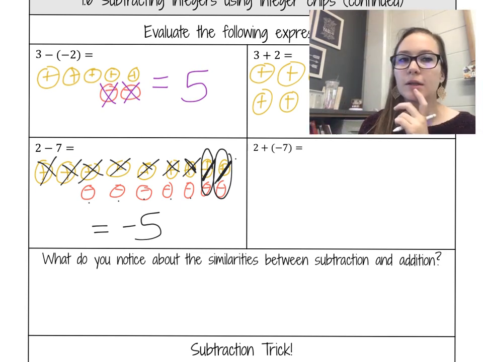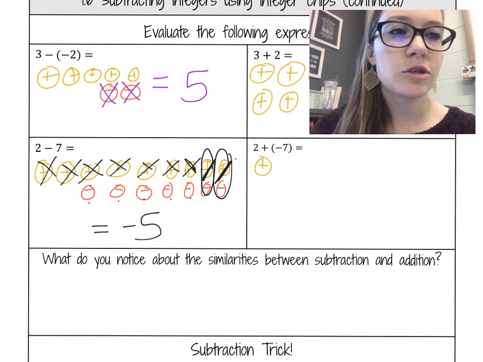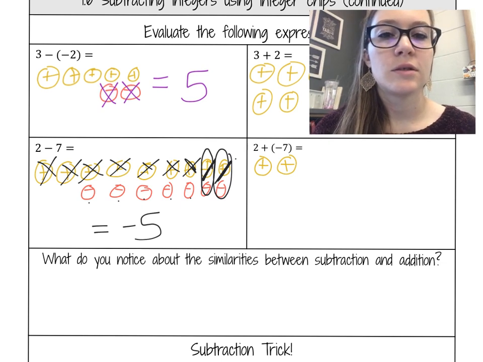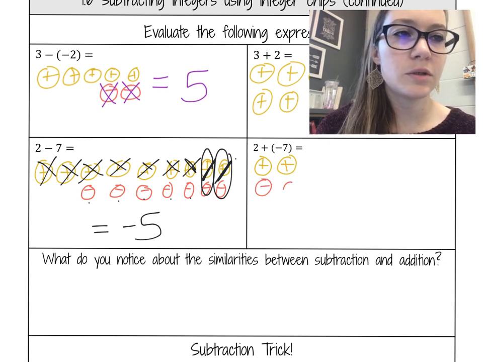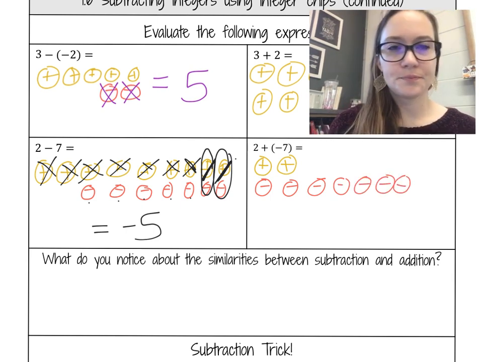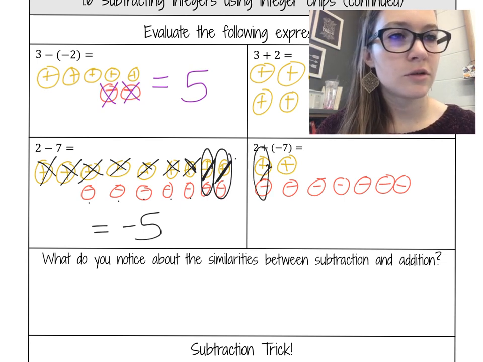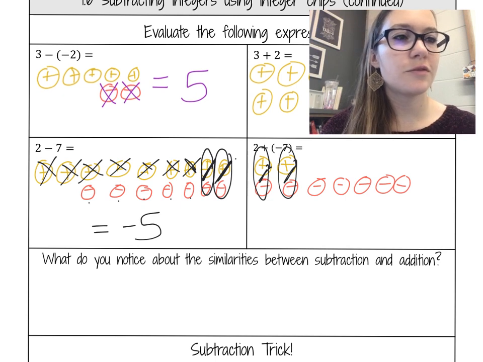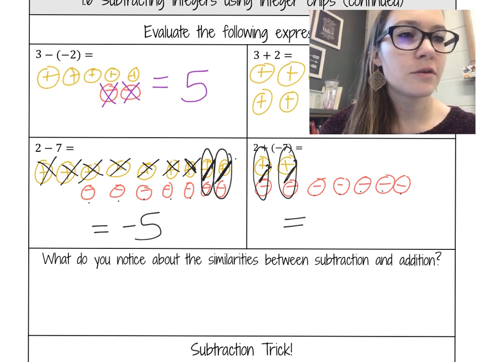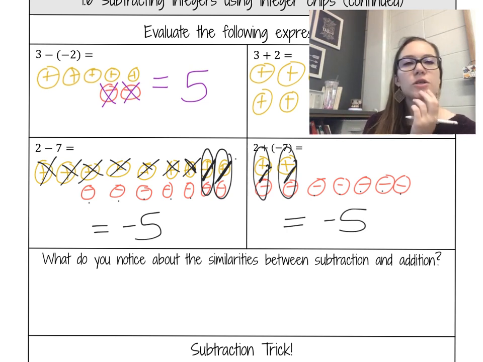Now I'm going to do 2 plus -7, and we'll see what it ends up being. So I'm going to draw 2 positive chips, and then add 7 negative chips. 1, 2, 3, 7. Going to make 0 pairs. Cross them off. Cross them off. You're left with 1, 2, 3, 4, 5 that are negative. So 2 minus 7 and 2 plus -7 end up being the same thing.